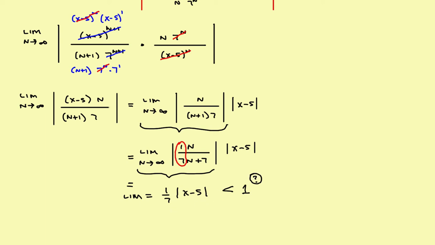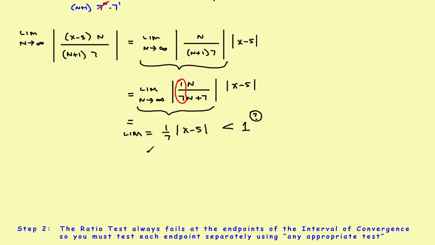So now we will look at just this little piece right here. I'm checking this, and the first thing I'm going to do, I've got 1/7 here, so I'll multiply both sides by 7, which will get me to this. This will get me the absolute value of x minus 5 is less than 7.